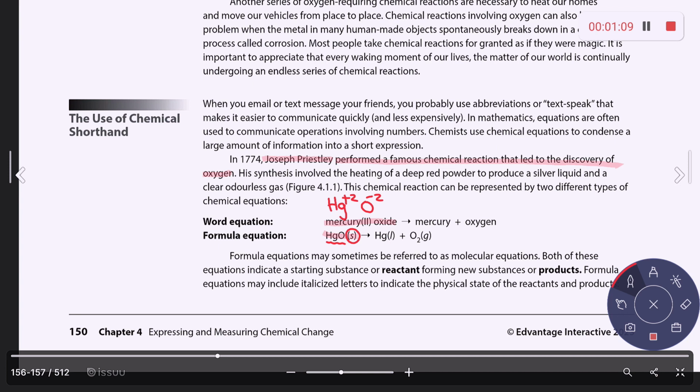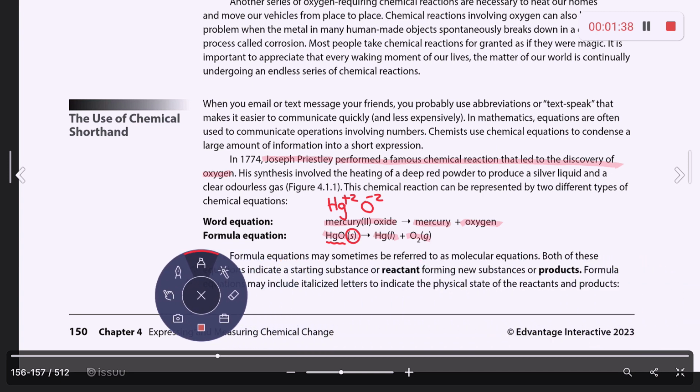And when this was heated, it ended up producing a liquid that was silver, and that was liquid mercury. Mercury is Hg. You'll notice they put a little L. The L is often italicized to represent a liquid in parentheses after it. And then they also produced oxygen. Oxygen is diatomic. That's why you see it represented as O2, and it's a gas. And it's an odorless, clear, colorless gas.